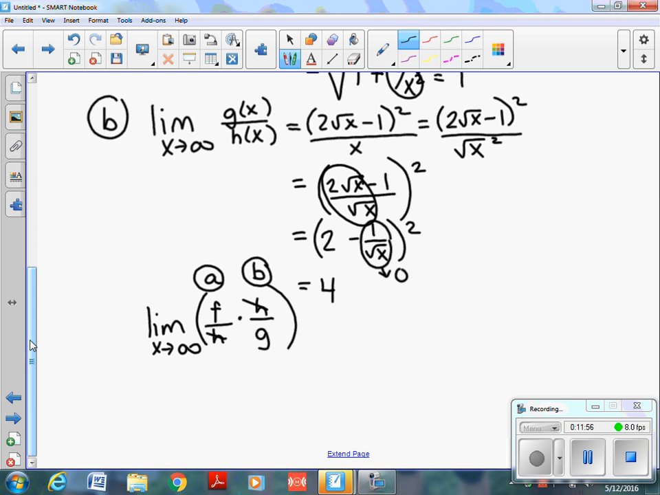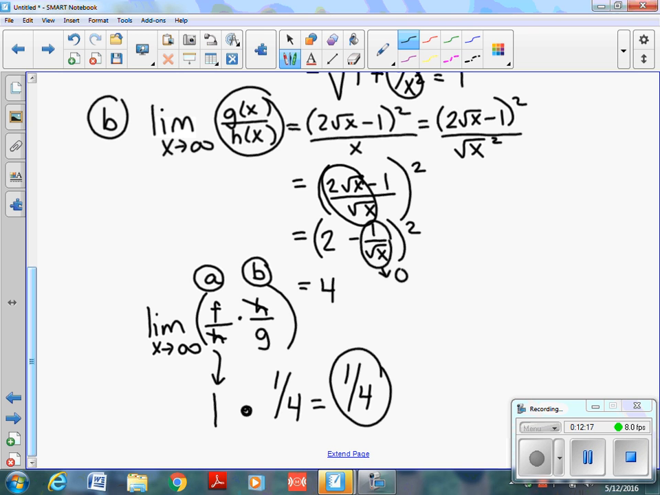So all you do is, I found the answer to the a, and the answer to the a was 1. And I found the answer to, look up here, g divided by h, but they want h divided by g, so I need to change my 4 to 1/4. All I do is I multiply the two numbers together. My final answer is 1/4.